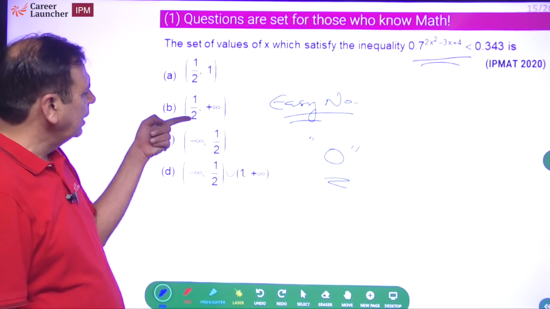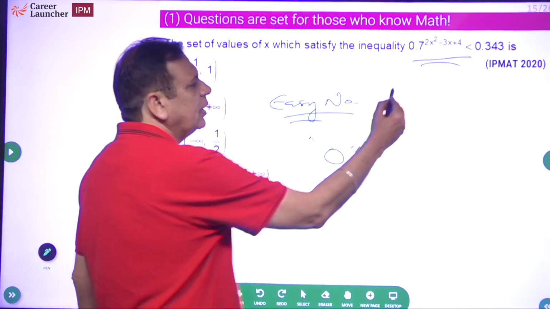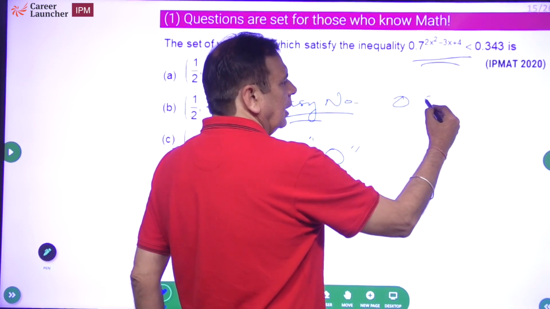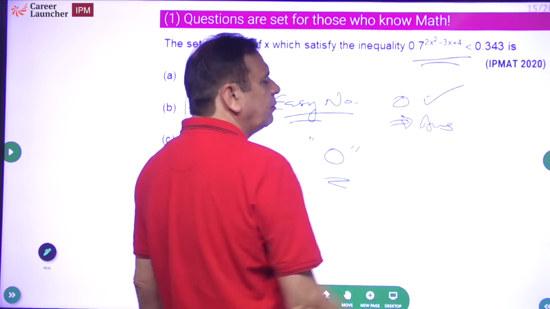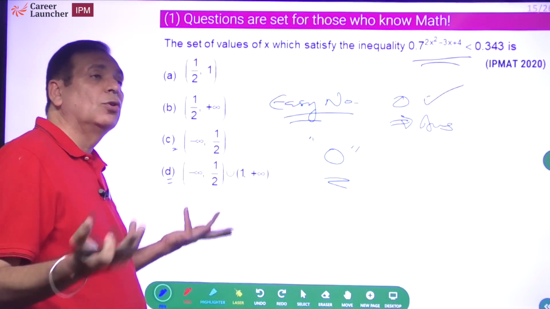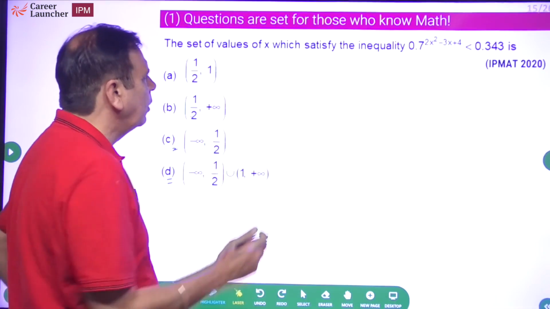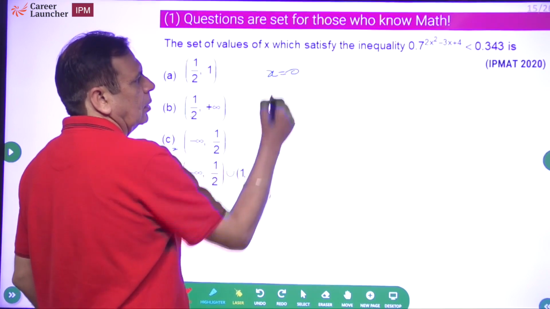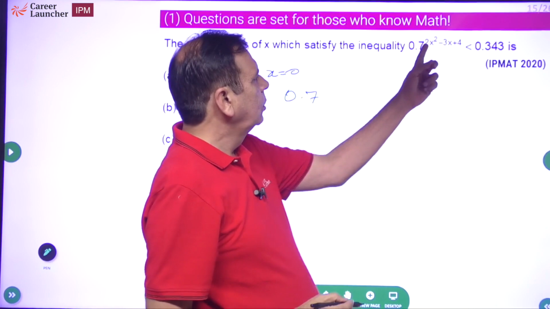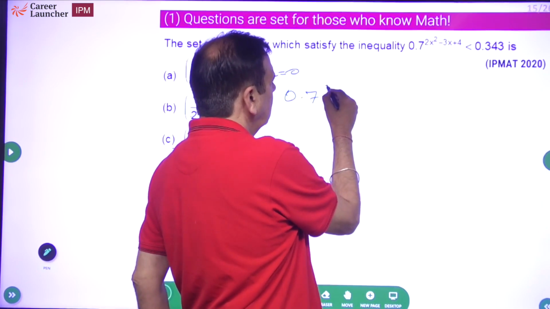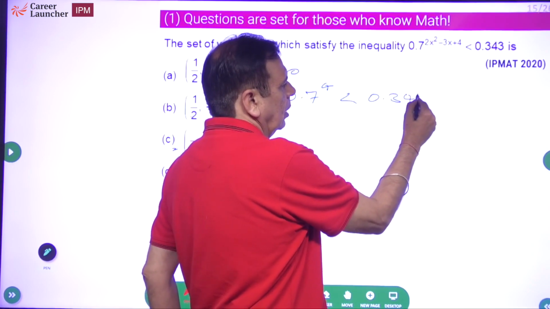इसमें नहीं है. इसमें नहीं है, but 0 is available in choice C and D. What does that mean? If 0 satisfies this equation, then 0 should be a part of my answer. If 0 does not satisfy the equation, then it should not be a part of my answer. Okay, so let's check. Pehla step, check for x equal to 0. If x is equal to 0, what do you get on the left hand side? 0.7 raised to power 4. And on the right side, it should be less than 0.343.